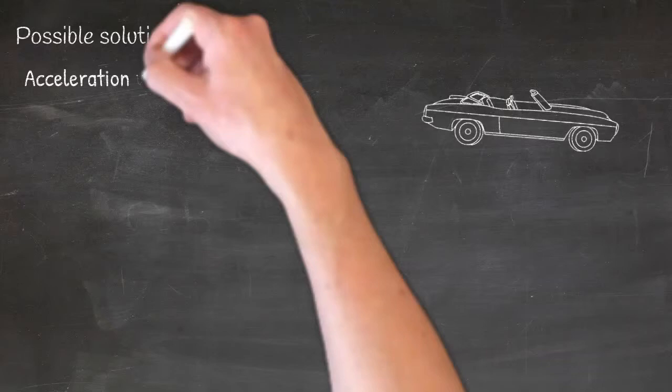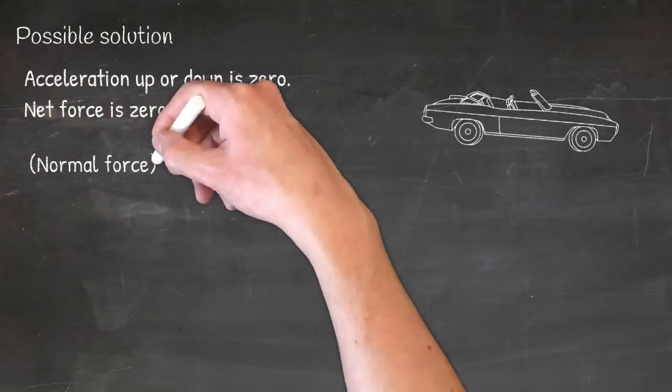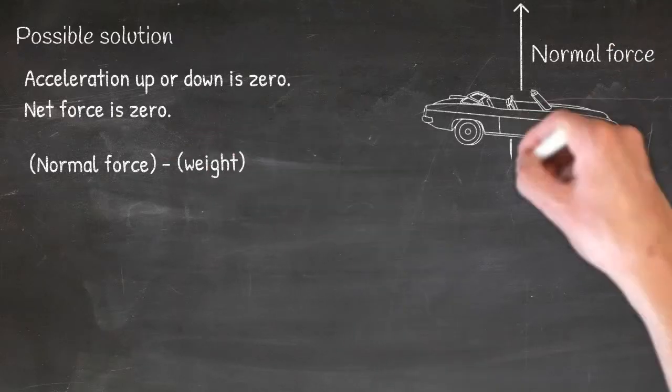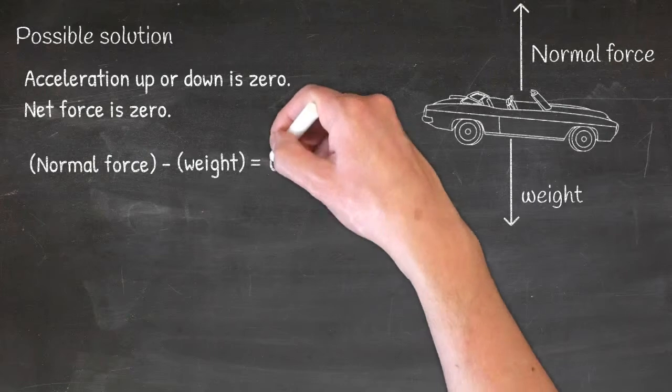So we'll set up the acceleration up or down is 0. If the acceleration is 0, according to Newton's second law, then the net force also has to be 0. So that gives us Newton's first law, actually. So we have the normal force pulling up, and we'll subtract off the weight because it's pulling in the opposite direction. And when we combine those two, we have to get 0 net force.